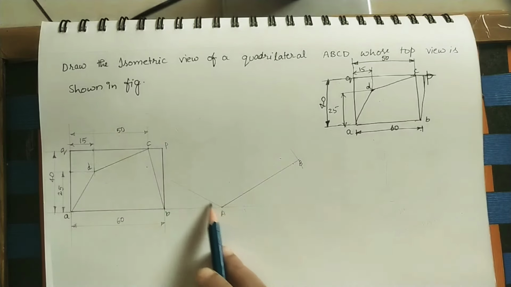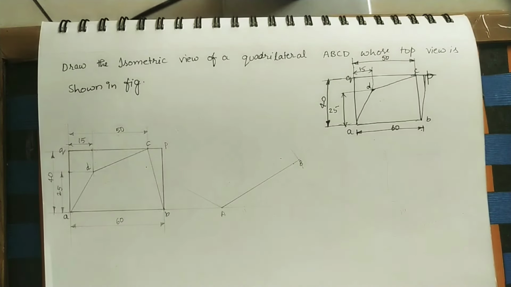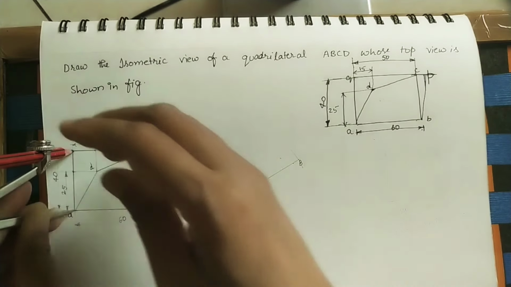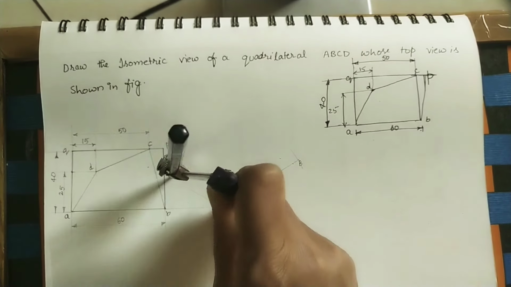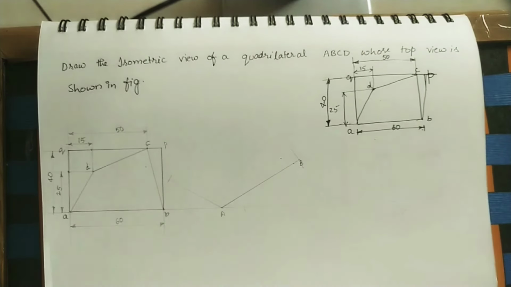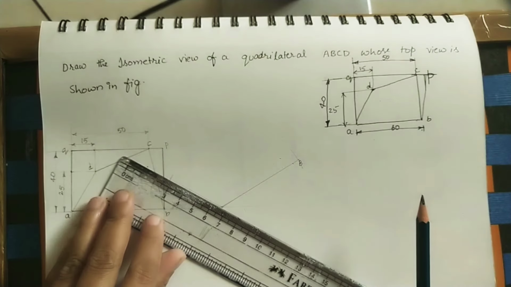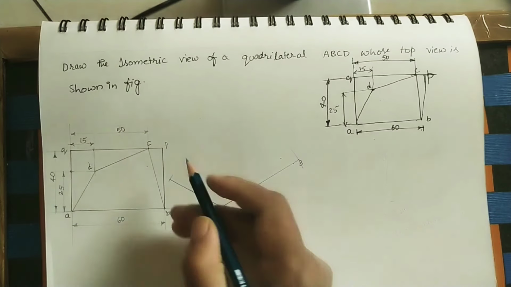Now on this side, take this length, the AQ length. How much is it? 40 mm. By using this diagram, take the AQ length, mark it on this side, and make this length dark. So this point is the Q point.